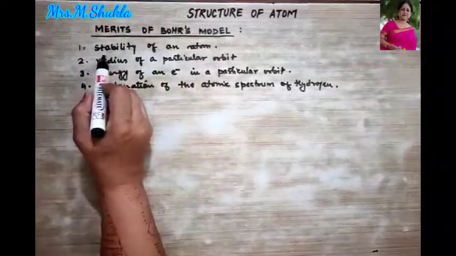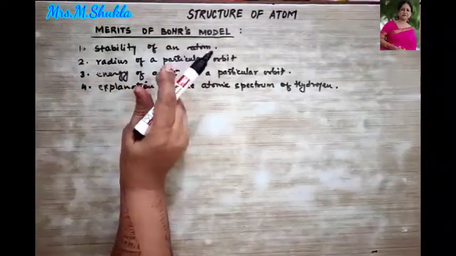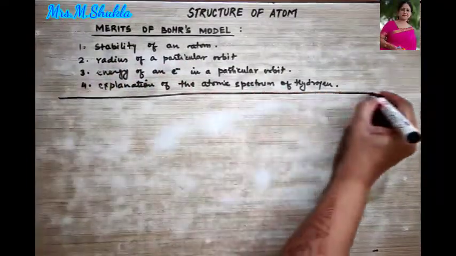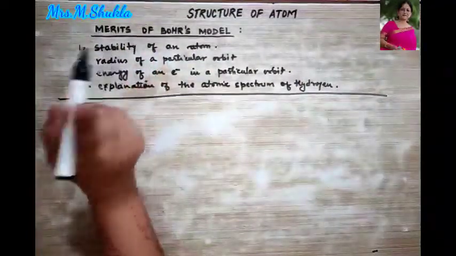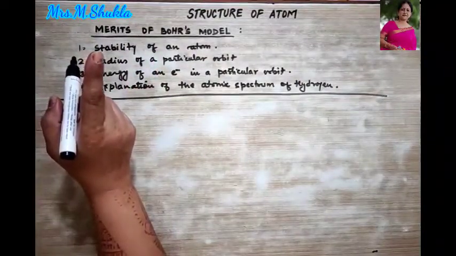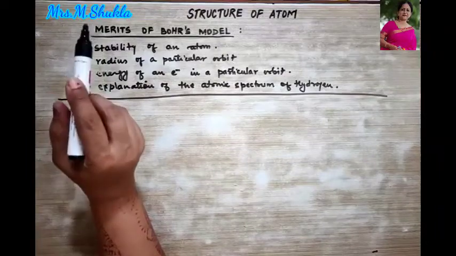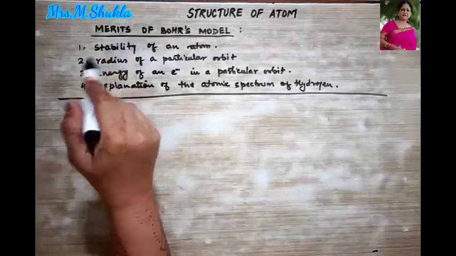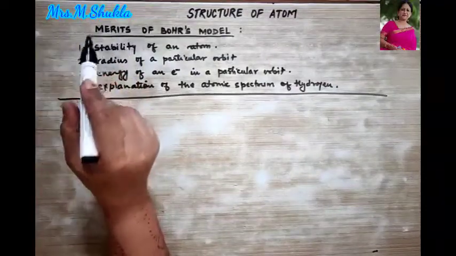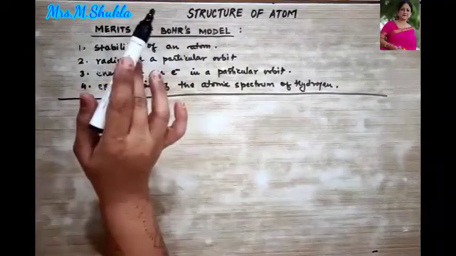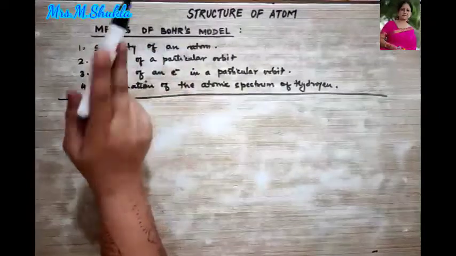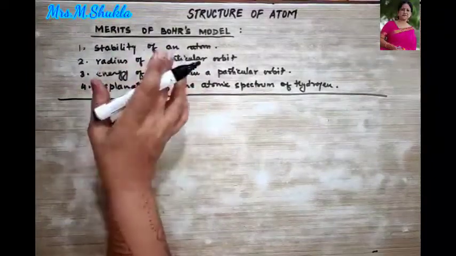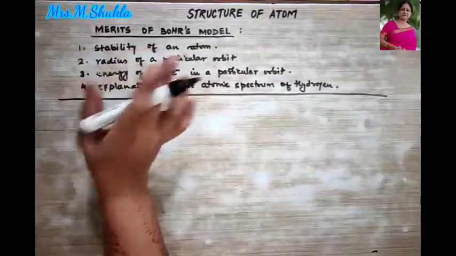So firstly, coming to the stability of an atom. What do we understand by the stability of an atom? If you remember, in Rutherford's model, the electron continuously moved in a circular path. It was losing its energy, and a time came when it collided with the nucleus. If an electron collides with the nucleus, it means matter cannot exist, and therefore Rutherford's model was discarded.